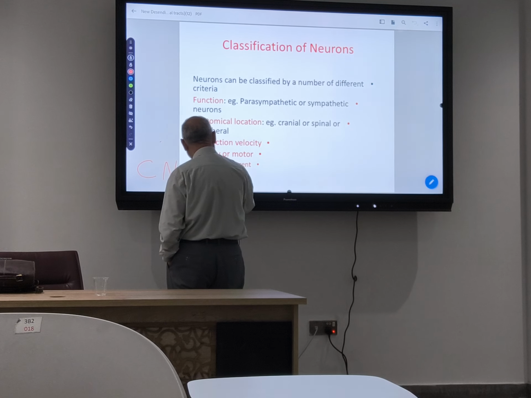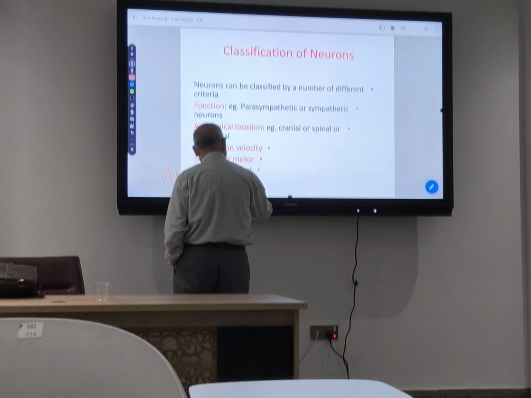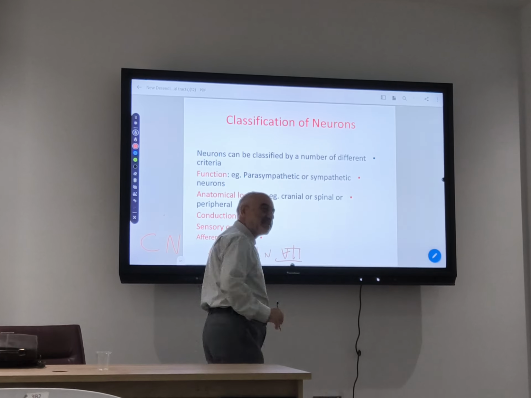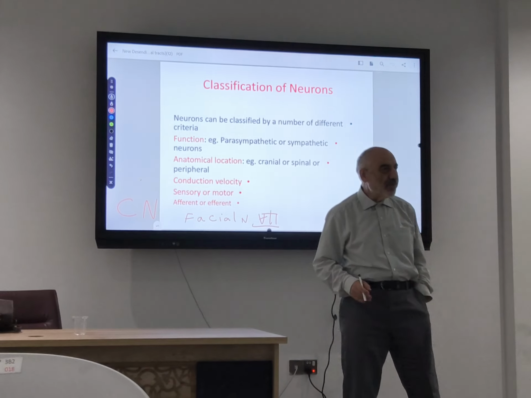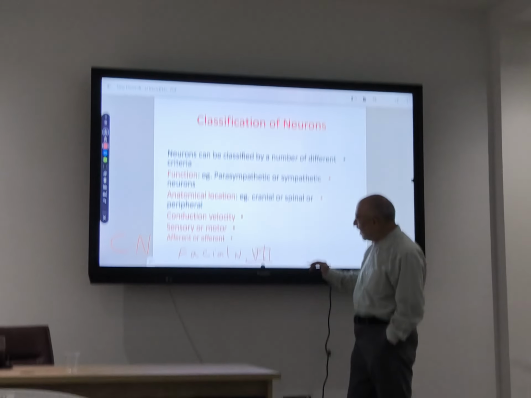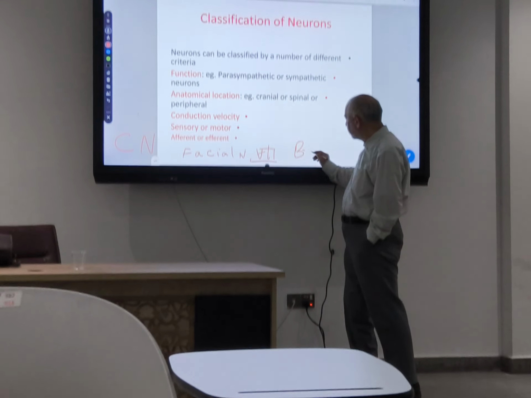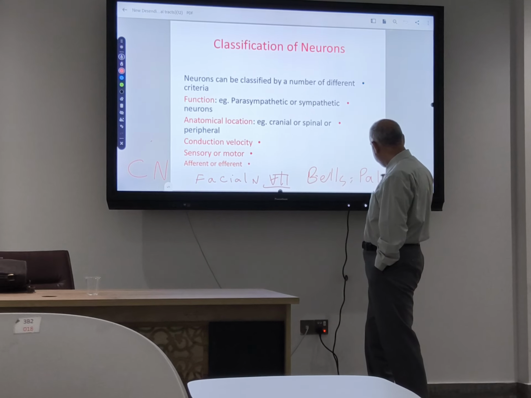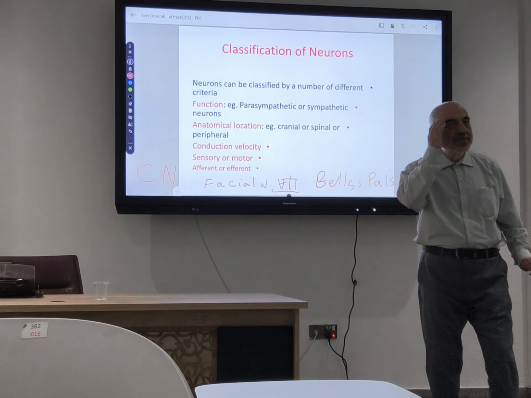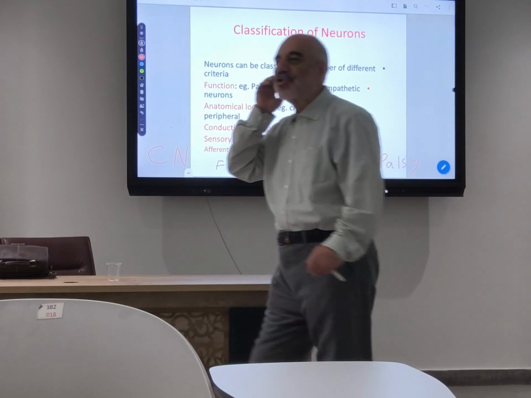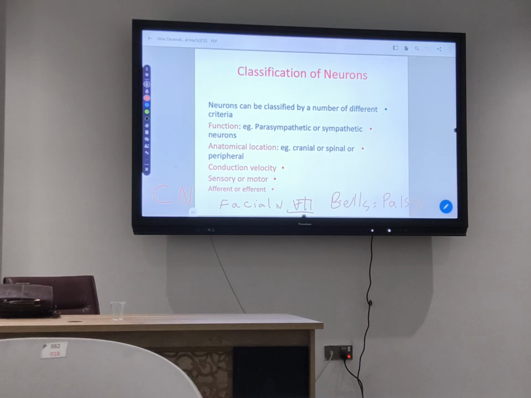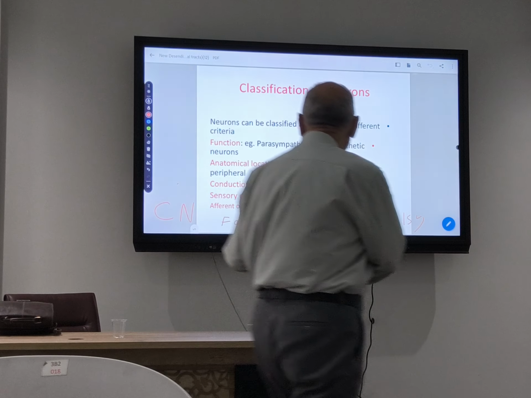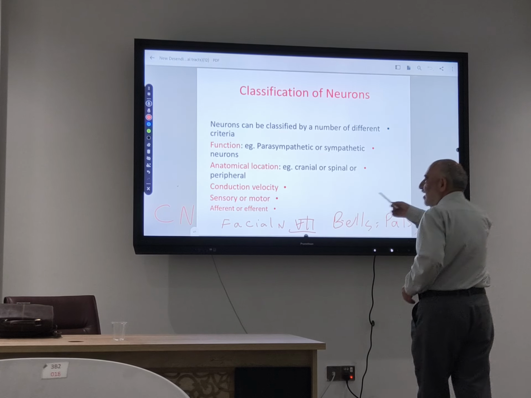Facial nerve, number 7, as in Bell's palsy. Sometimes in your clinic or in the hospital there is a Bell's palsy. Sometimes you see there is some problem with a cranial nerve, the number 7 cranial nerve. So sometimes you must know the anatomical location of cranial nerve, spinal nerve, peripheral nerve.